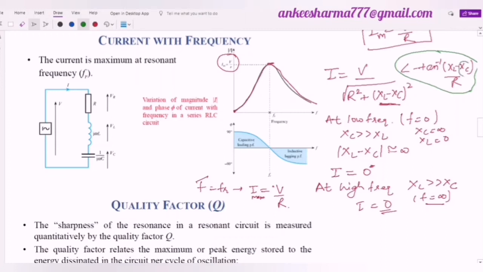Due to this large value of XC, the overall value of tangent inverse will be minus, and this minus will be added with this and result in a positive value. It means I will get a positive phase shift, or I will move towards the plus side. So exactly at the capacitive circuit, I have plus 90 degree.